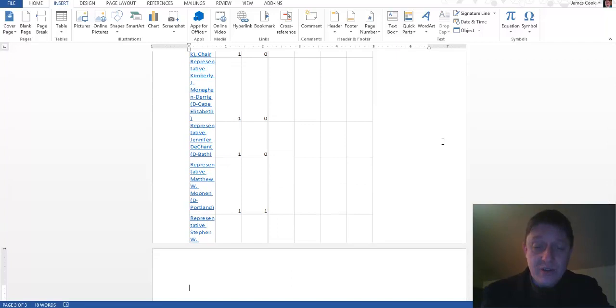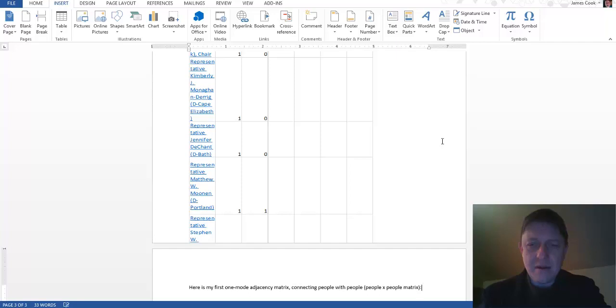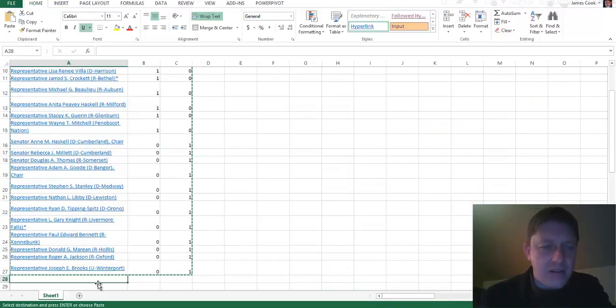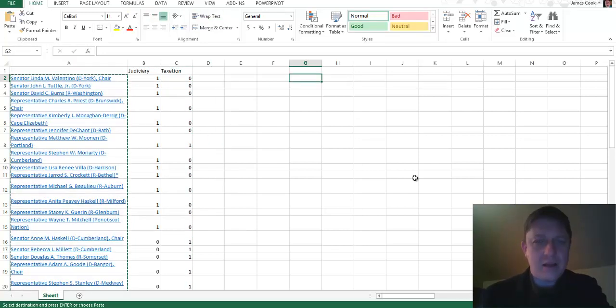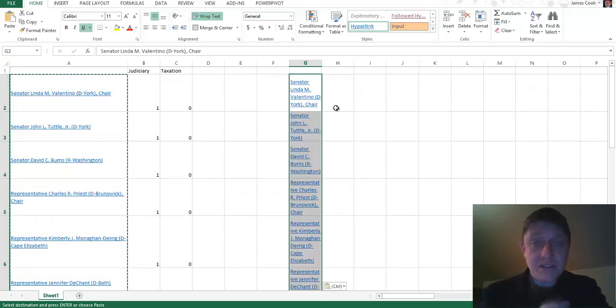So, the next thing to do is to say, here is my first 1-mode adjacency matrix, connecting people with people, or a people by people matrix. Then I need to put that in. Oh, but I need to create it now, don't I? Well, let's head back to Excel. Okay, so I have 27 people in this. Oh, actually 26, right? 26 people. I'm going to create a 26 by 26, 26 rows, 26 column matrix over here. I'm going to teach you a trick.